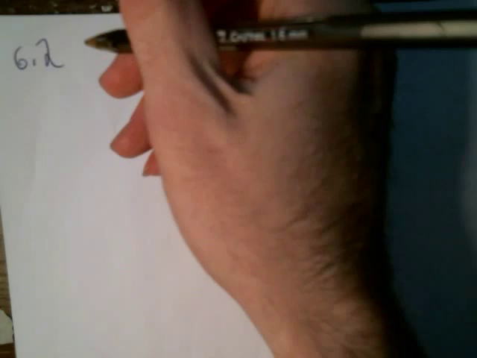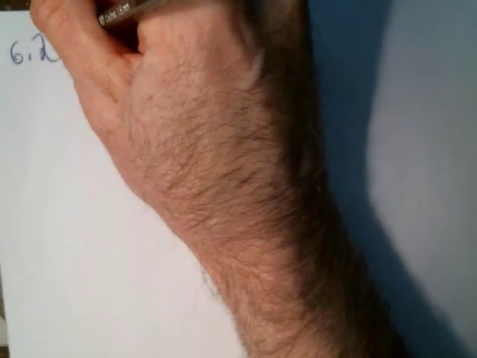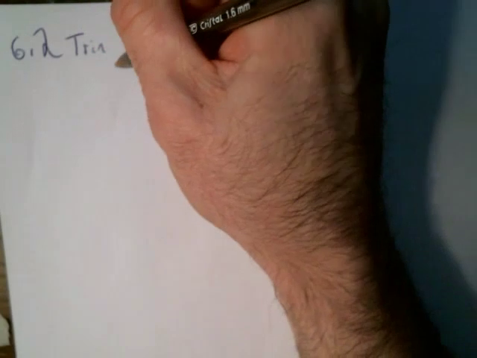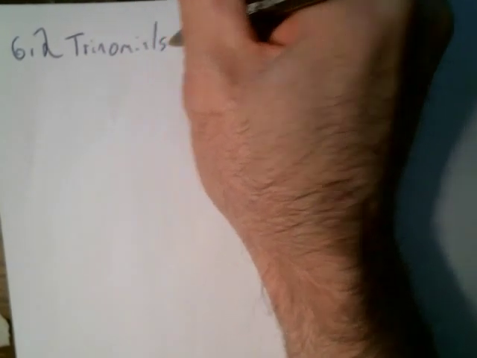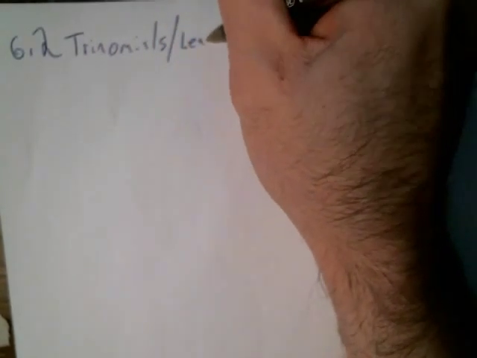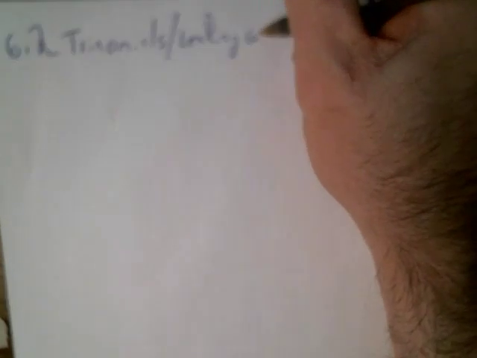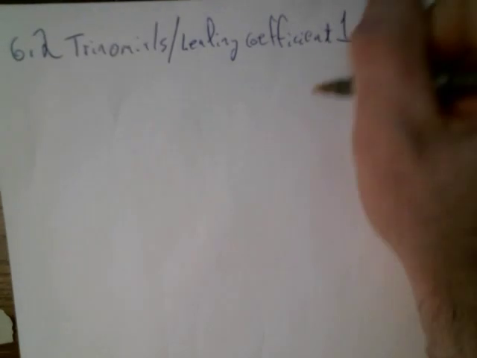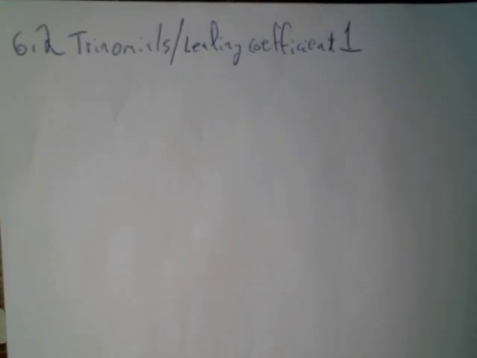Okay, and this is section 6.2. What are we doing? We want to factor trinomials, in particular with leading coefficient of 1. So what is this about? It's basically the reverse of the FOILing process.